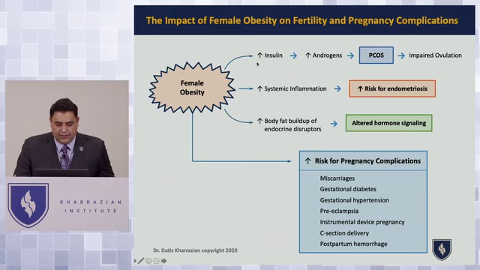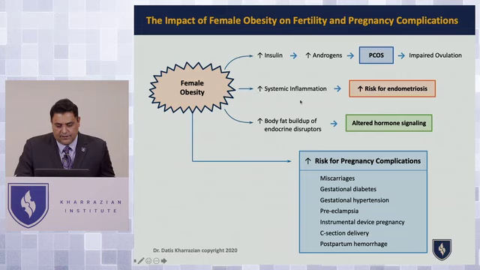Now, with female obesity, there are its own complications, as we talked about earlier, and we'll look at the impact of female obesity on fertility and pregnancy complications. Female obesity increases insulin levels and androgens, and then you have the PCOS pathway, which impairs ovulation. Androgens impact both FSH and LH, and they impair the domino effect of a menstrual cycle working. So that is one of the most prevalent pathways of infertility.